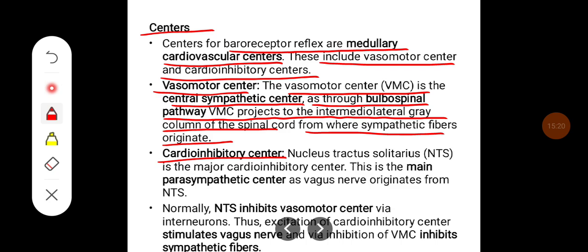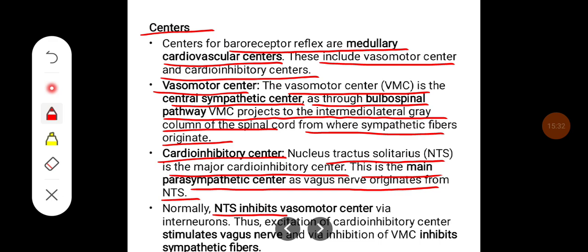Cardioinhibitory centers. Nucleus tractus solitarius is the major cardiac inhibitory center, and this is the main parasympathetic center as the vagus nerve originates from nucleus tractus solitarius. Normally, nucleus tractus solitarius inhibits the vasomotor center via interneurons. Thus, excitation of the cardioinhibitory center stimulates the vagus nerve via inhibition of VMC, which inhibits sympathetic fibers.